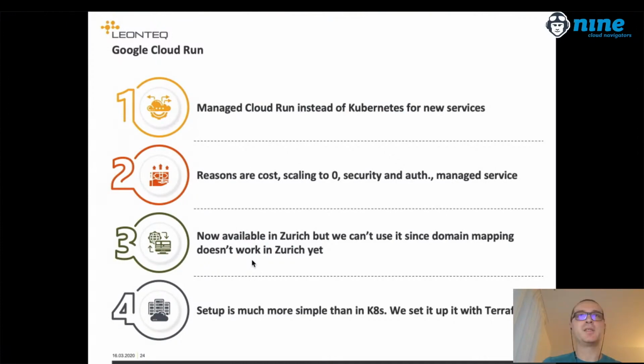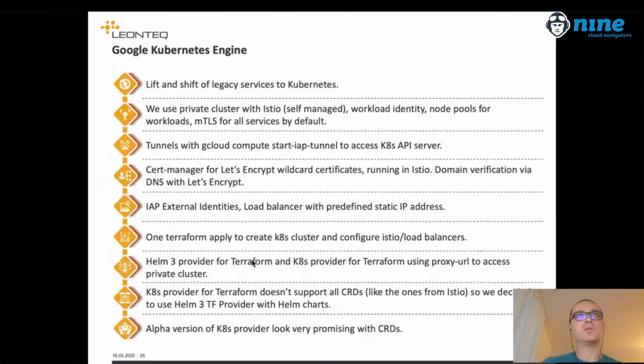So something about Google Kubernetes Engine. We use it to lift and shift the legacy services to Kubernetes. We have a completely isolated private cluster with Istio that we manage ourselves. Google is actually a few versions behind for their own reasons. We use workload identity, meaning that we connect the Kubernetes service accounts with Google service accounts, and then use IAM permissions. Then we have node pools for different workloads and mutual TLS for all services by default.